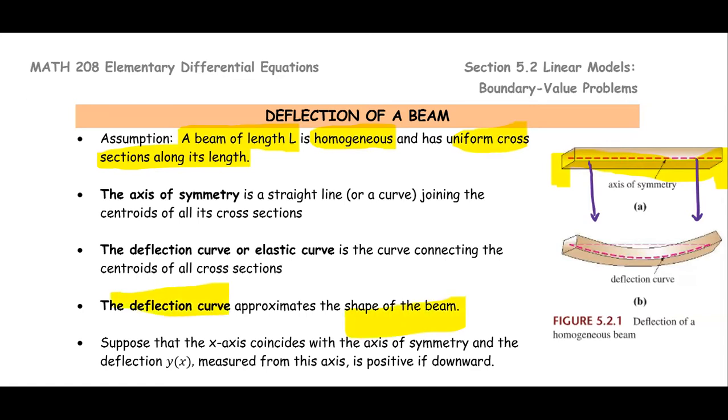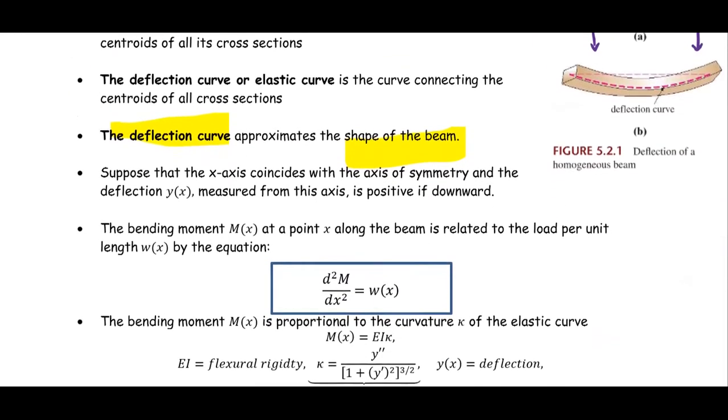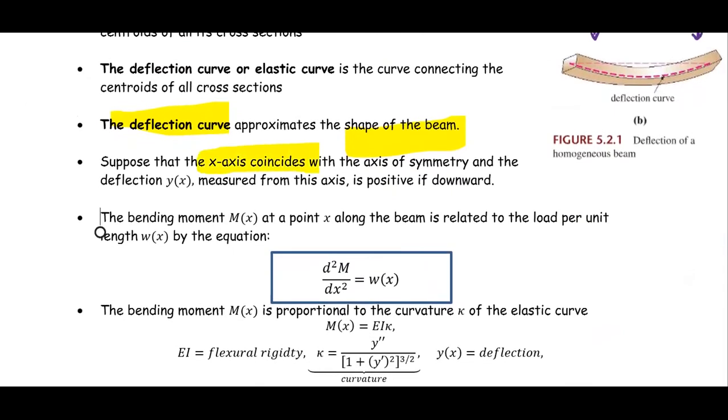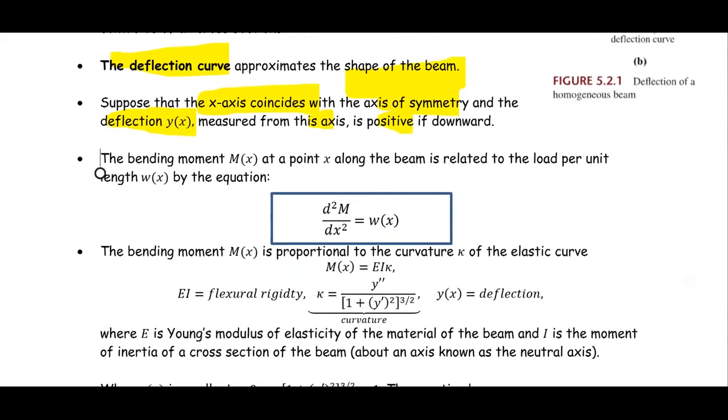We are going to investigate the function representing the deflection curve. In this case, we use the notation y as a function of x. Suppose the x-axis coincides with the axis of symmetry, so the deflection y as a function of x is measured from this axis and is positive if it's downward. The bending moment M at the point x along the beam is related to the load per unit length, which is w of x, by the equation: the second derivative of the moment equals the weight function.